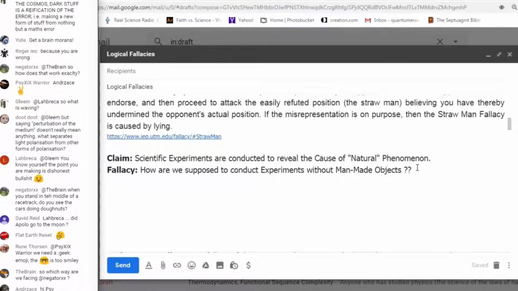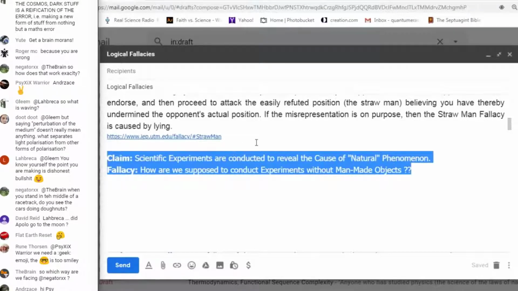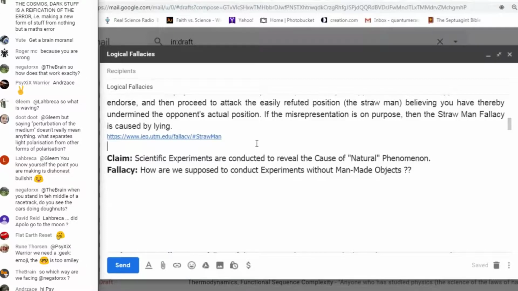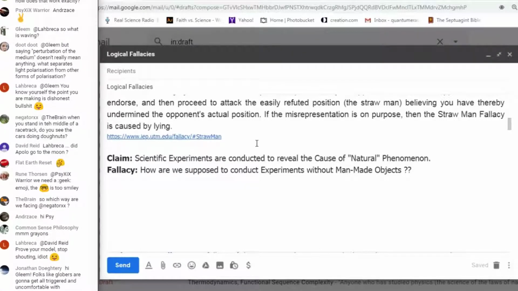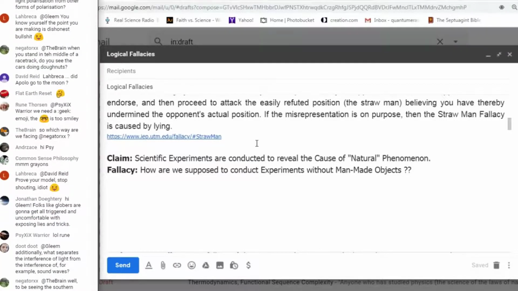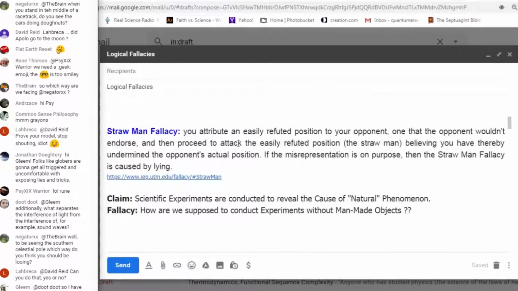Really preposterous. But this is a typical straw man. I mean, there are hundreds of thousands of others you could do based on the argument you provide. People will just misconstrue the argument and then make up their little straw man and burn it down, right? So be careful out there. The straw man is used, I would say, as one of the most prevalent fallacies.